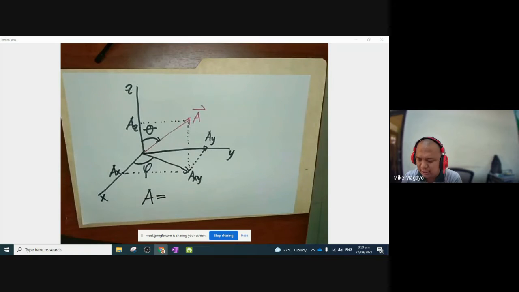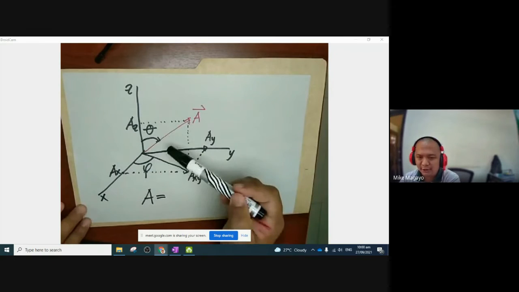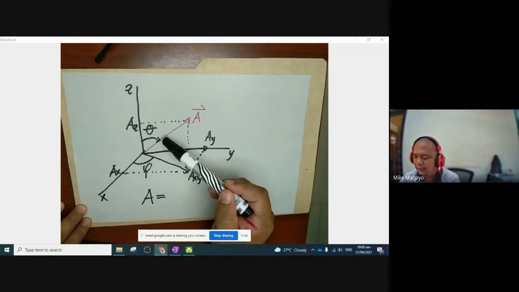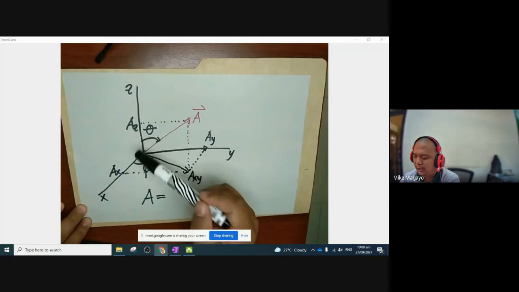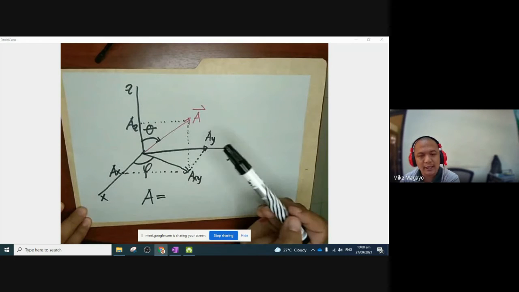When I say magnitude, if we're dealing with force, we mean the amount of force. If we're dealing with displacement, we mean the length. For acceleration, it is how fast the velocity is changing. We're just dealing with numbers, not the direction yet, because as you can see in this illustration, the directions are already given: angle theta with respect to z, and angle phi with respect to the x-axis.